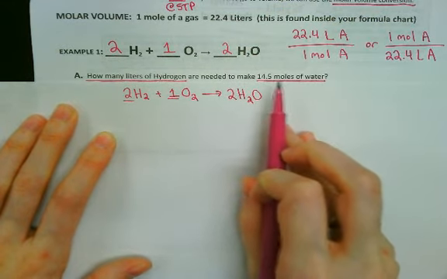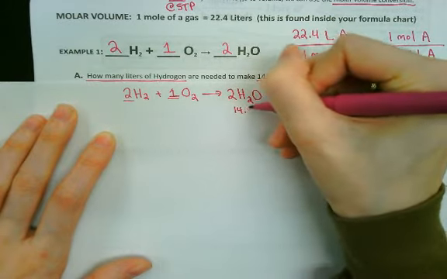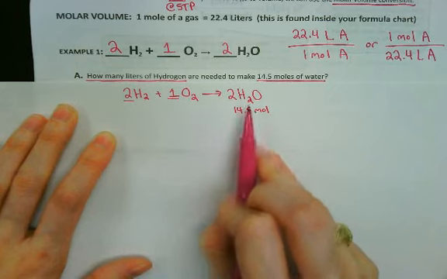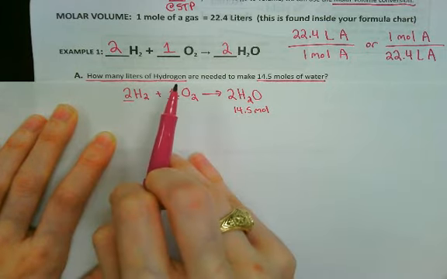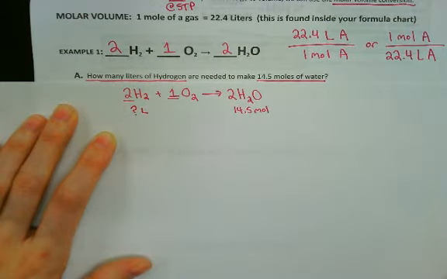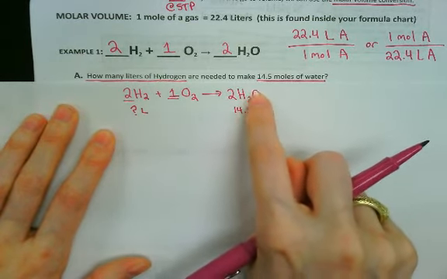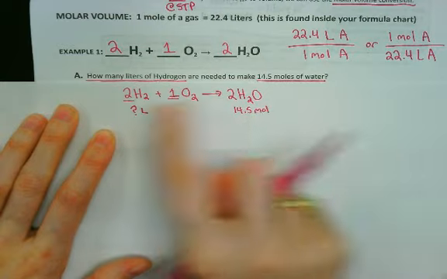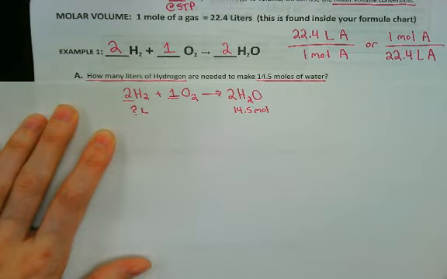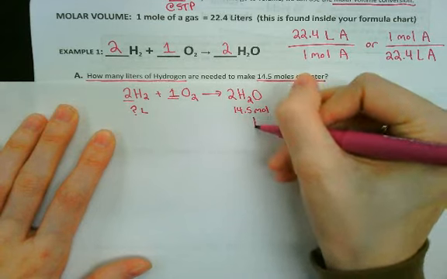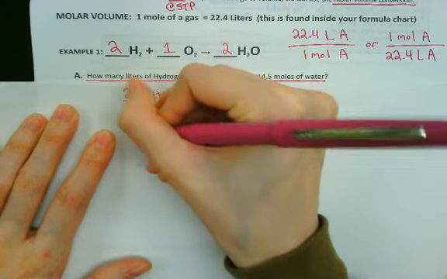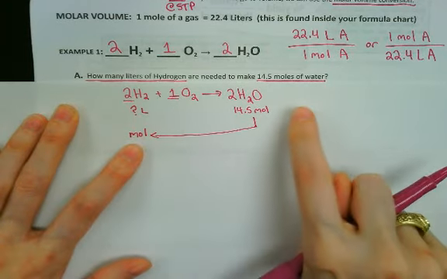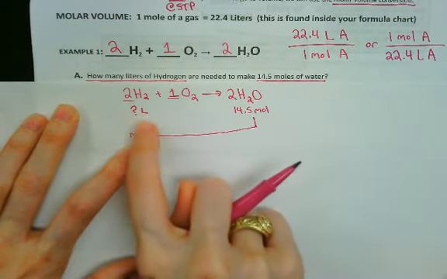So we know we have 14.5 moles of water. That's our given. So I'm going to write that underneath water here so I keep track of that. And I want to know how many liters of hydrogen. So that is what we are converting to. So as always, before we can change, we're in moles right here, so that's good. Because we can get from moles to moles, we can use our mole ratio to convert from mole to mole. So right here, I can go from moles of H2O to moles of hydrogen.